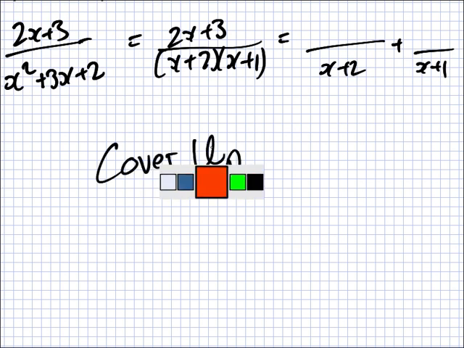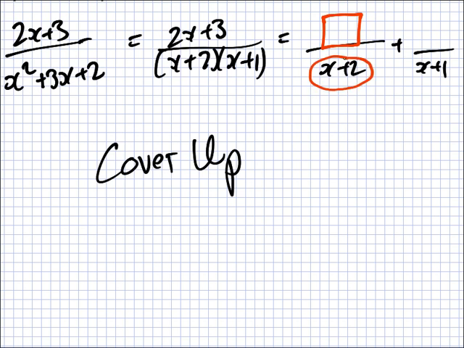Now this method is called the cover-up method. Watch this. If you want this number, okay, what value of x can you not use? You can't use minus 2. So what you do, yeah, you cover this up, and you cover this up, and then you use x equals minus 2. So 2 times minus 2 plus 3 over minus 2 plus 1. What is that going to be? That would be 1. Okay? So you get here 1.